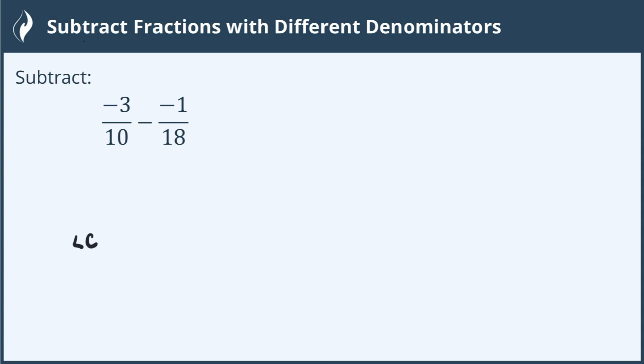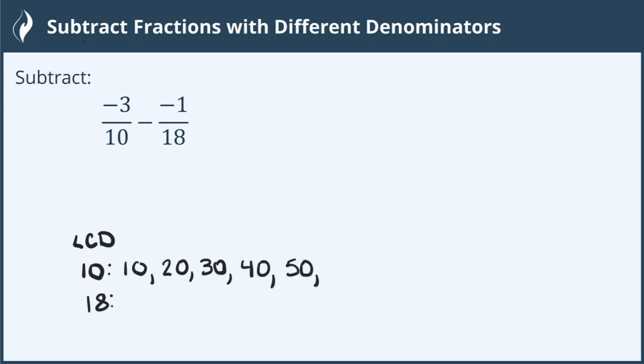To find the lowest common denominator, or the smallest common multiple, I'm going to go ahead and list out multiples of 10 and 18 and find the smallest of those. That will help me find the least common denominator. So 10 times 1 is 10, 10 times 2 is 20, 10 times 3 is 30, 10 times 4 is 40, 10 times 5 is 50, 10 times 6 is 60, 10 times 7 is 70, 8 times 10 is 80, 9 times 10 is 90, 10 times 10 is 100.